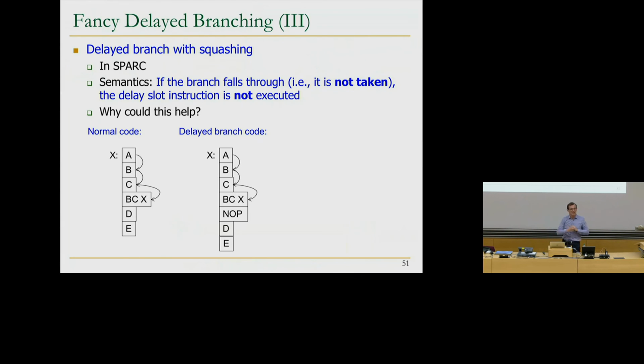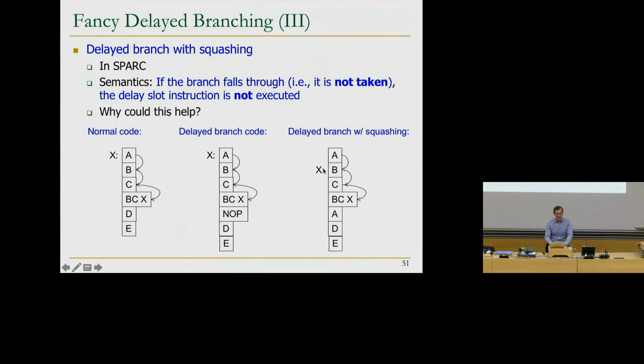What does that mean? You are trying to fill the pipeline. You are filling the pipeline with a no operation, which is essentially useless, right? You're adding a bubble in the compiler level. Okay, so delayed branch with squashing gives you more freedom. You can now do this.